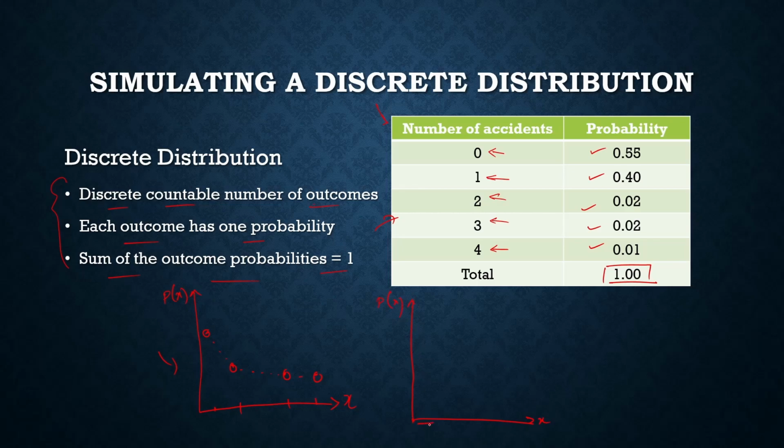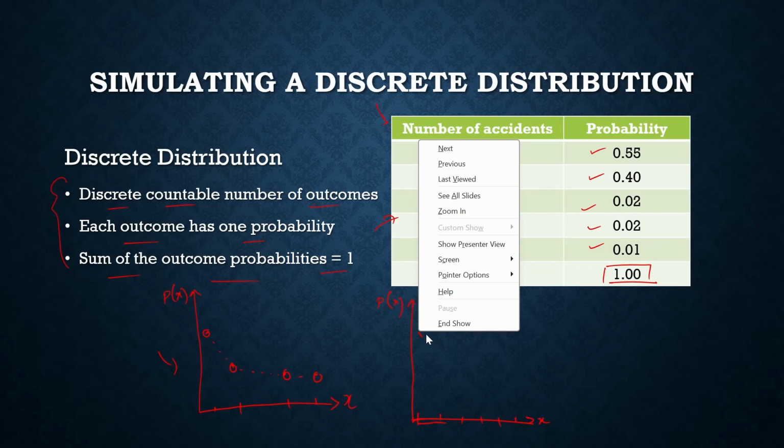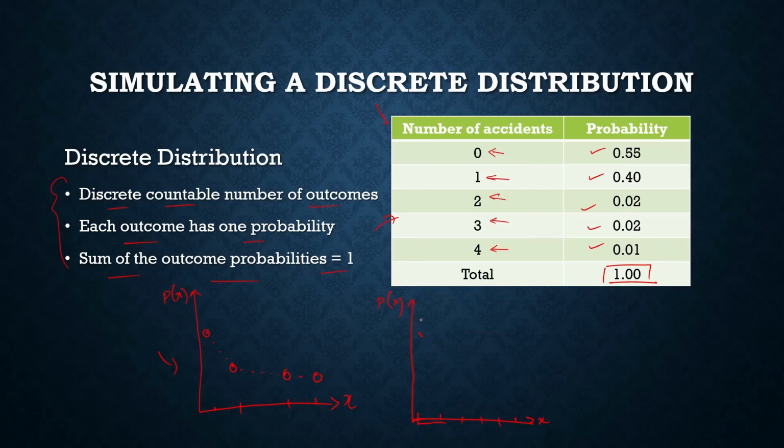the entire x-axis is feasible. That means x can take any value continuously, that means any real number, and then for each x there is a particular p(x). That means the p(x) line is a continuous line. So this is the basic difference between the nature of a continuous and a discrete distribution. This much you need to learn here.